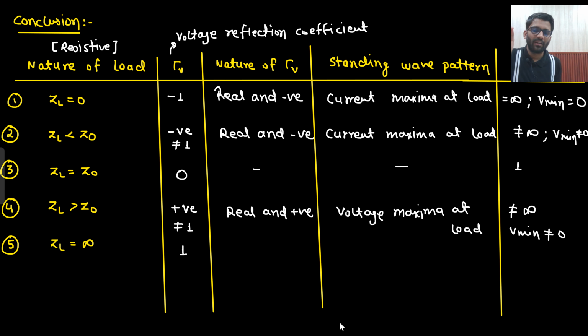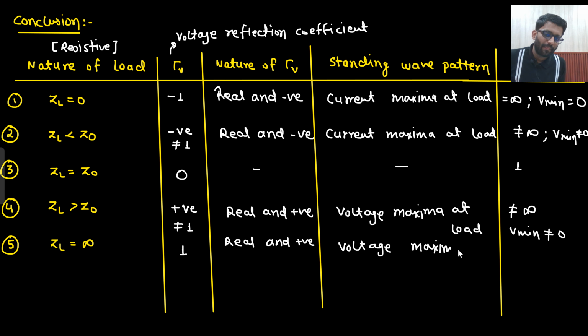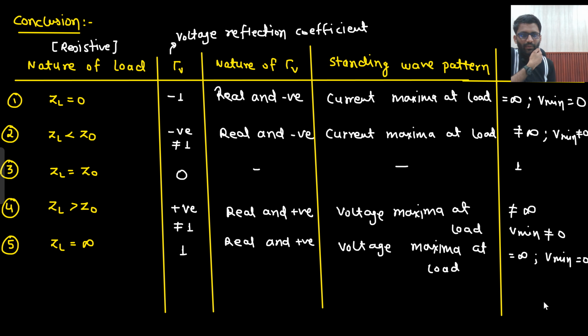And let's see this condition. If ZL is equal to infinity, then my gamma V was 1. It is real and positive. So here if it is positive, that means certainly voltage maxima at the load. And what about VSWR? If gamma is 1, then certainly VSWR is equal to infinity. And if it is equal to infinity, that means V minimum is equal to 0. That's it. There you go. Okay, so this is all about resistive load.